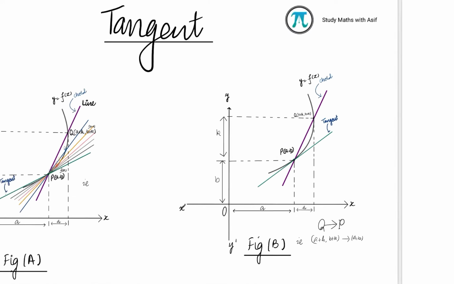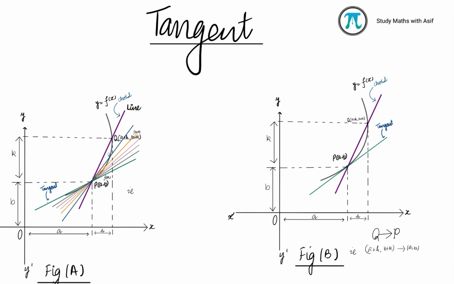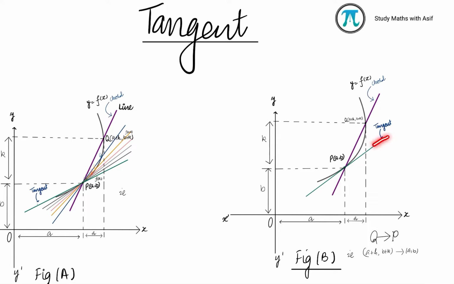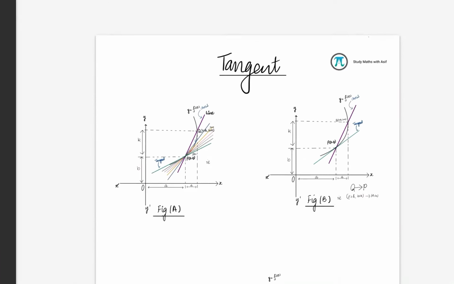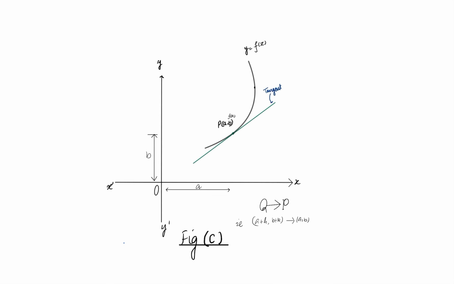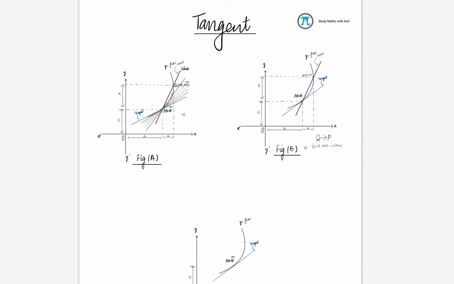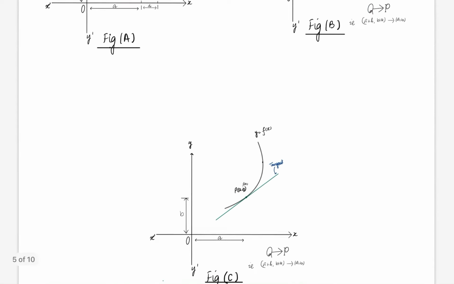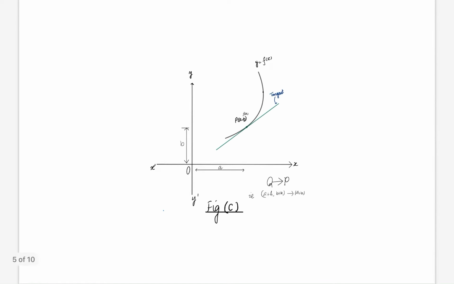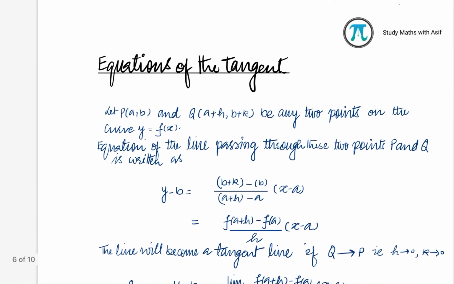Now look at this diagram, then you will learn it better. See this. So when Q tends to P, then we obtain the tangent from the given line. Now you see this is the tangent actually. Hope you understand its graphical representation of the tangent. Now let's talk about its equation. How do we get its equation?